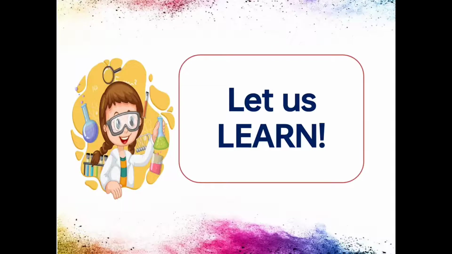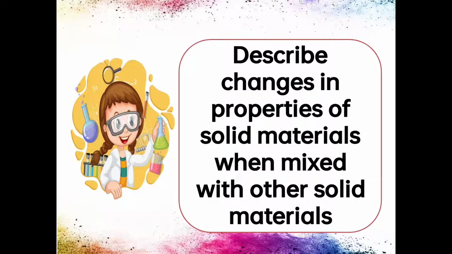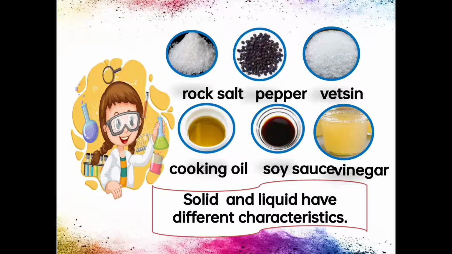Let us learn new things. Today we'll describe changes in the properties of solid materials when mixed with other solid materials or liquid materials. Look at the pictures. The rock salt, pepper, and vaccine are solid materials. Cooking oil, soy sauce, and vinegar are liquid materials. Solid and liquid have different characteristics.